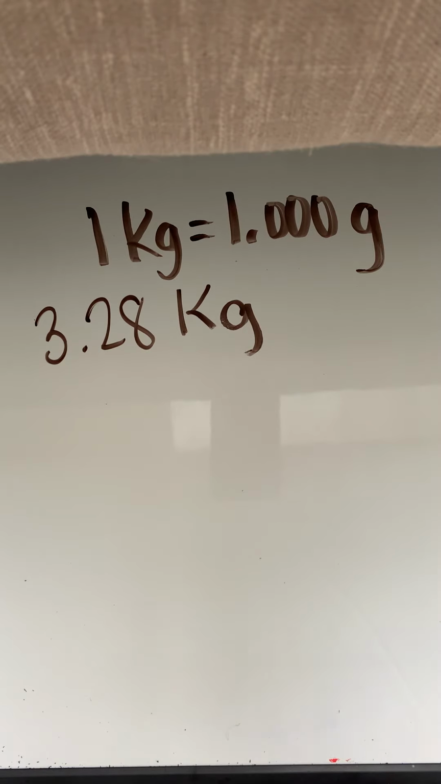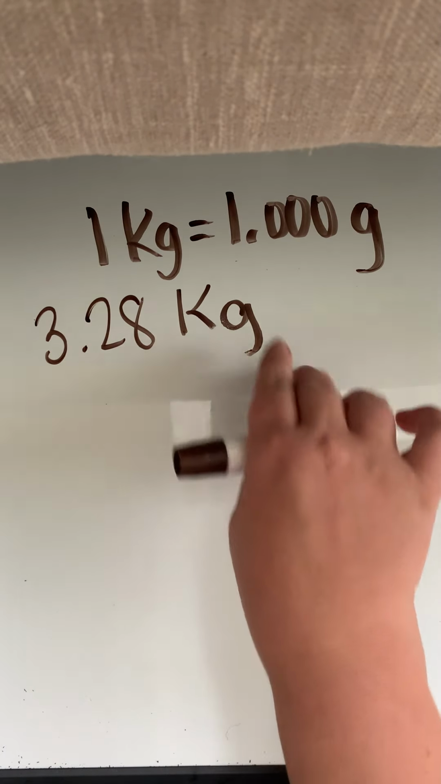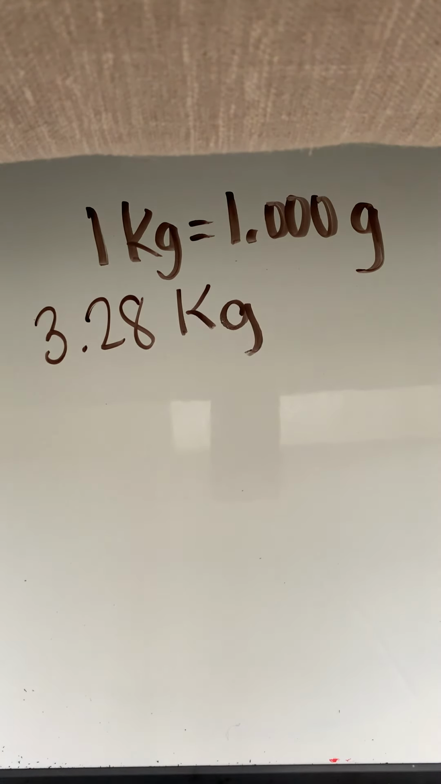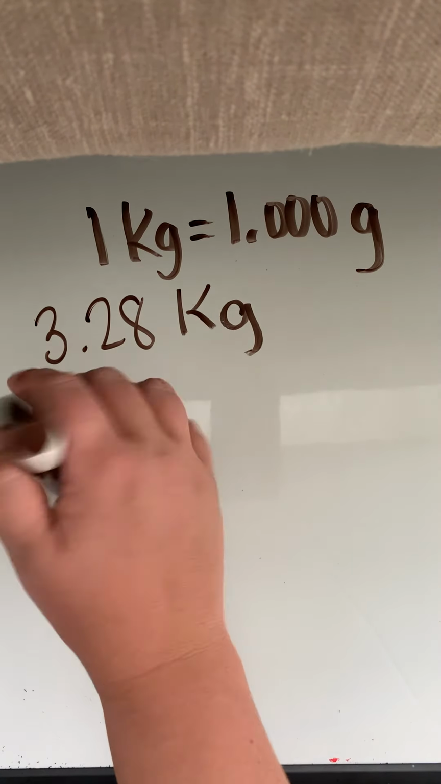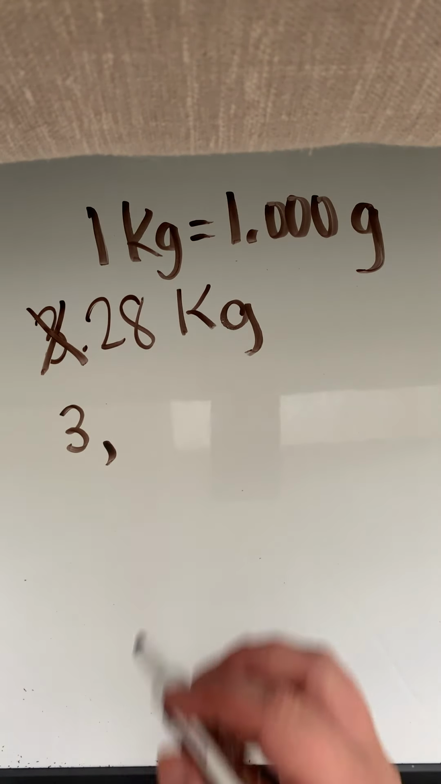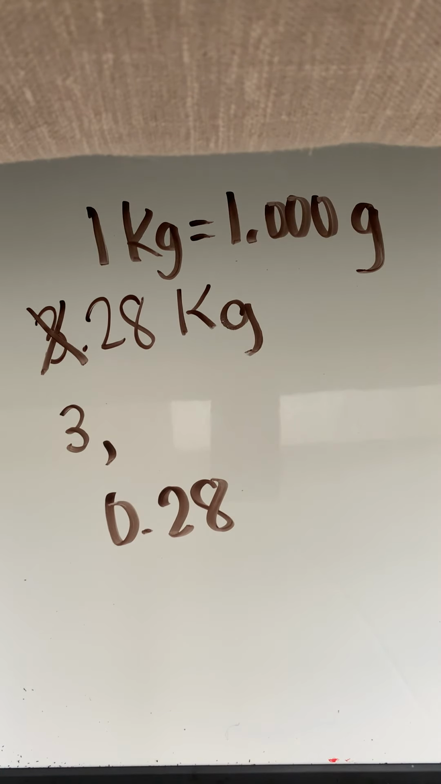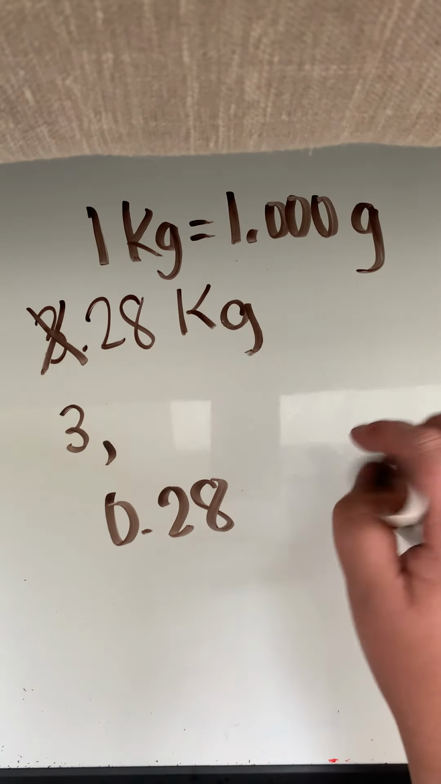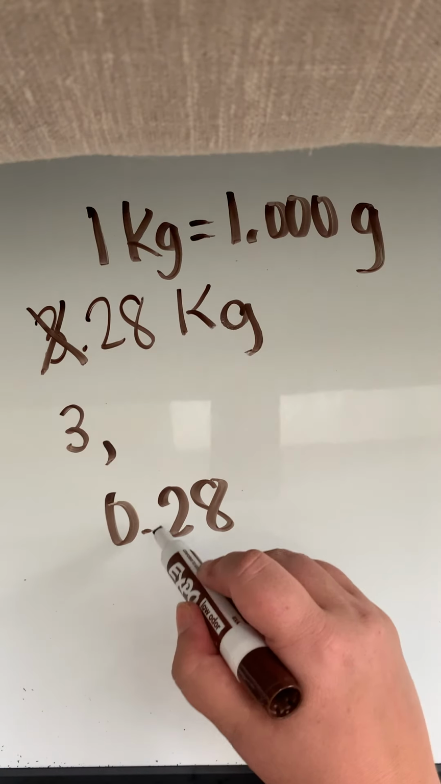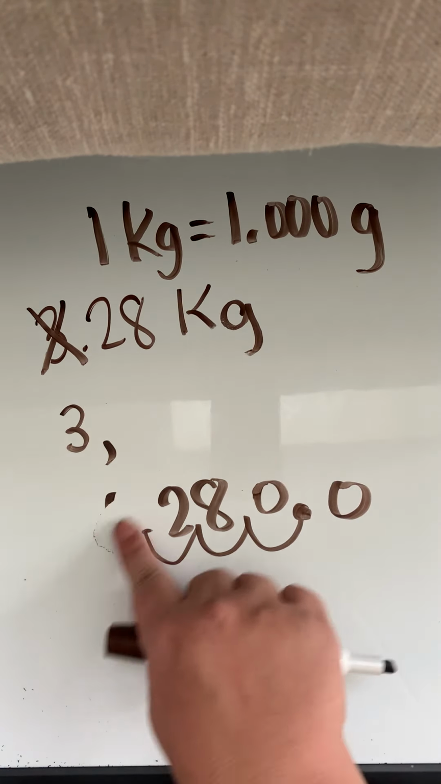All right, I'm going to go ahead and change this into grams. I can see that I'm going to be multiplying it by 1,000. So I'm going to take my 3 wholes and I'm going to put it in my thousands place. Then I'm going to take a look at my 0.28. And I'm going to be multiplying it by 1,000. So I'm going to be moving it to the right 3 times. 1, 2, 3.